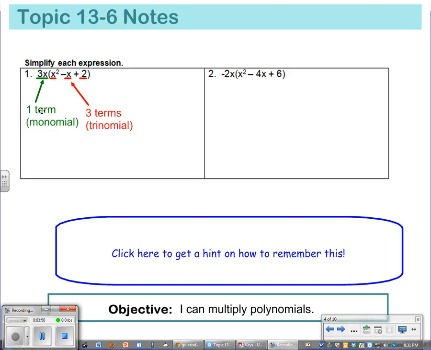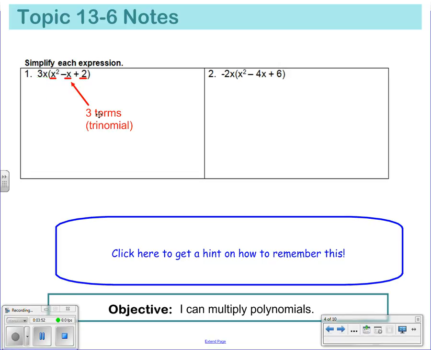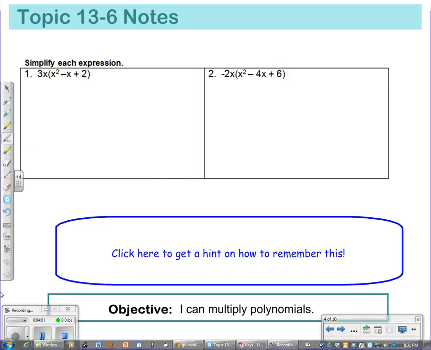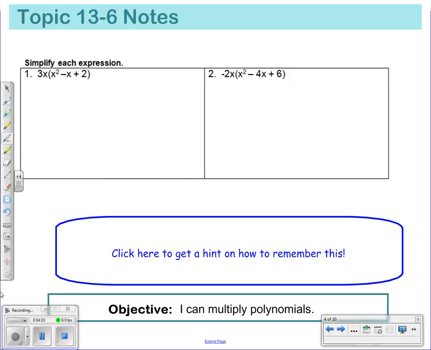So let's multiply. The way that you're going to multiply is this monomial on the outside has to multiply everything that's on the inside. So I am going to draw my line showing what's being multiplied. The 3x is going to multiply times the x squared. Then that same 3x is going to multiply times the -x. And that same 3x is going to be multiplied times the 2. So everything inside the parenthesis has to be multiplied by the 3x.